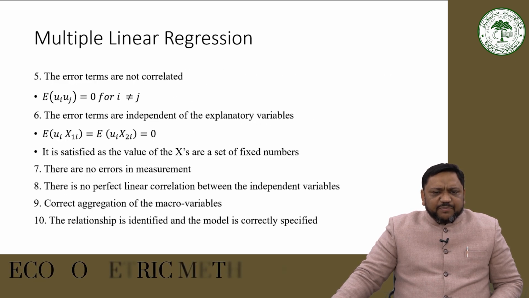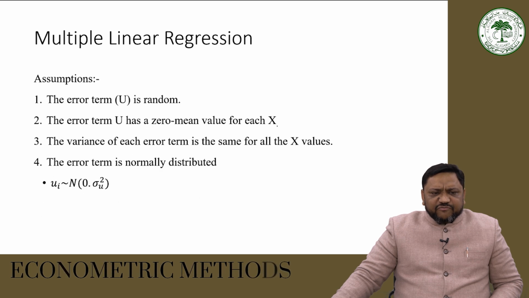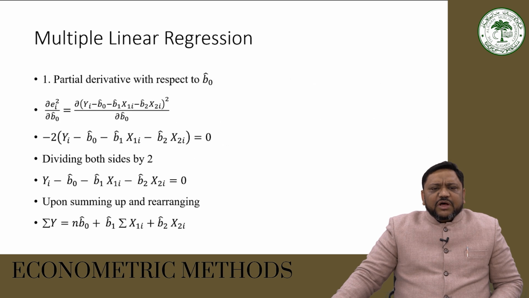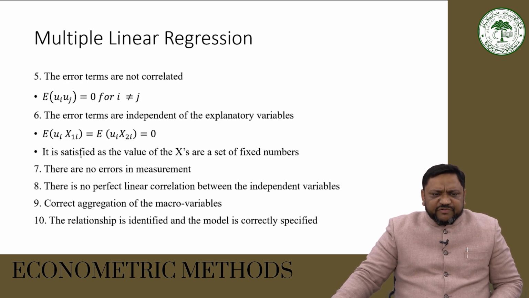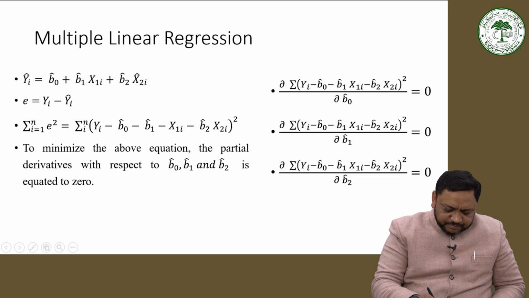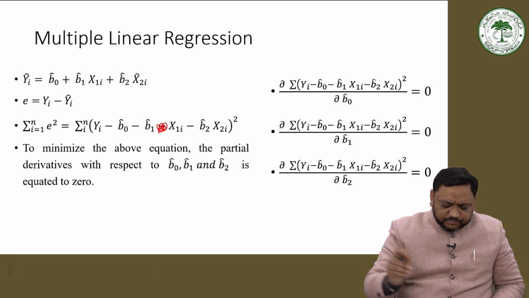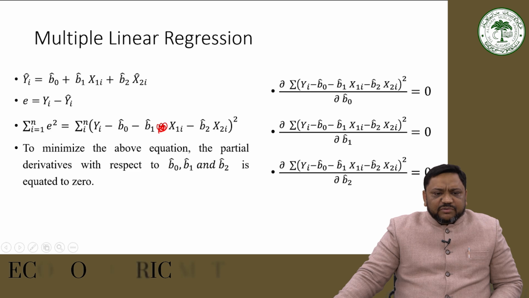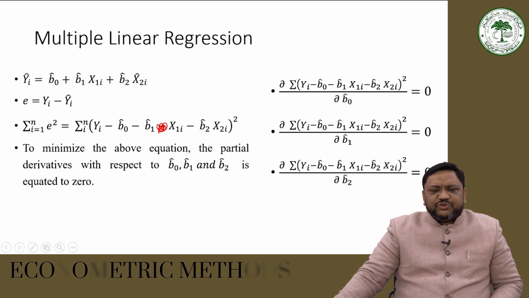So a quick recap: we have gone through the assumptions of multiple linear regression. Then we defined the error in terms of this equation: yi, that is the actual value, minus the values of the estimated y, that is b naught hat minus b1 hat x1i minus b2 hat x2i, whole square. There is no minus over here.